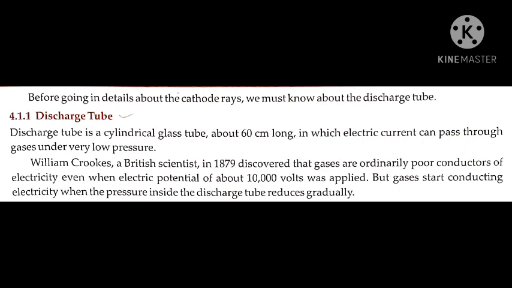Discharge tube is a cylindrical glass tube about 60 cm long in which electric current can pass through gases under very low pressure. William Crookes, a British scientist, in 1879 discovered that gases are ordinarily poor conductors of electricity even when electric potential of about 10,000 volts was applied. But gases start conducting electricity when the pressure inside the discharge tube reduces gradually.